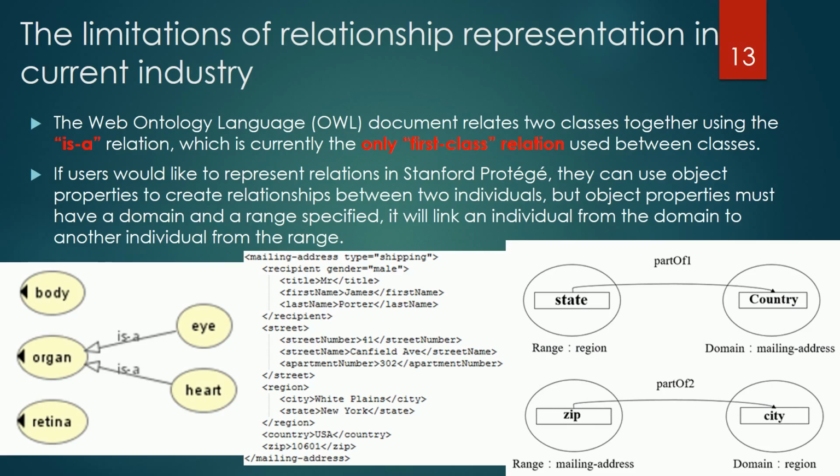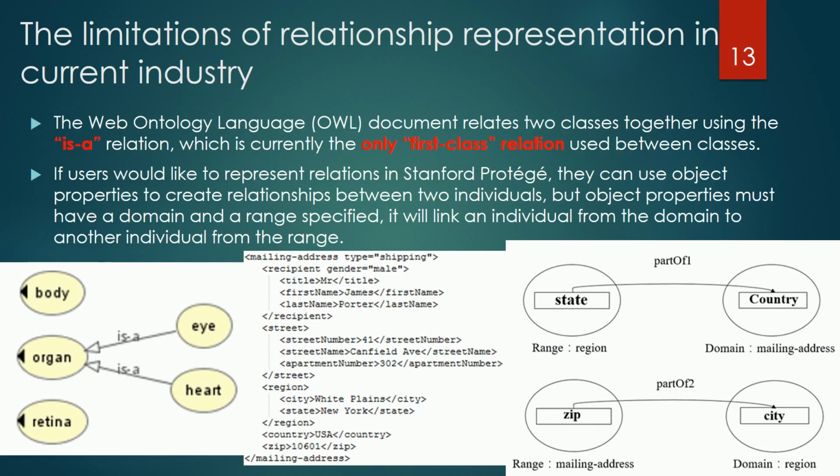We still use our address XML instance as an example. The object property part-of-1 would link country to state. In this case, the domain is mailing address, and the range is region. The object property part-of-2 will link city to zip. The domain is region, and the range is mailing address.